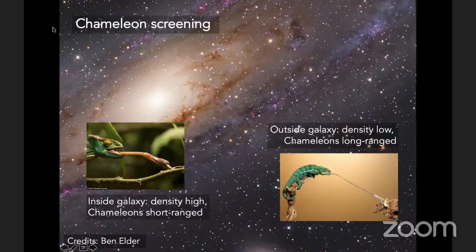Right, and in fact, I'll be honest with you, one of the reasons why I briefly talk about chameleon screening is because it gives me a chance to show a picture of a chameleon, which is such an amazing creature. Why would you not do that?